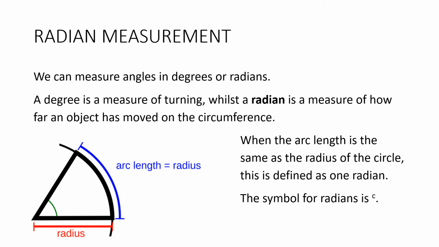The symbol for radians is a small c. It's written up a little bit like a power, but it's not always written. So the general rule is if you're given a measurement and it doesn't have a symbol, expect it to be radians because degrees should always be written with the degrees symbol.